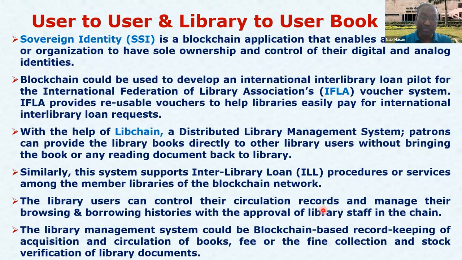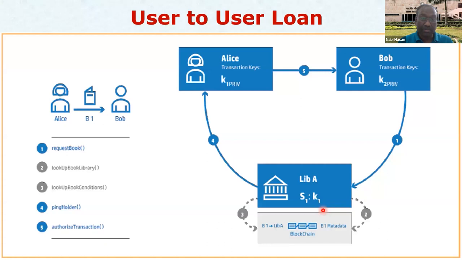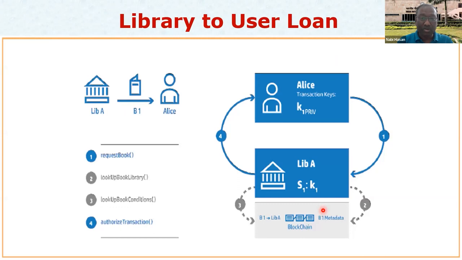Then with the help of LibChain, a distributed library management system, patrons can provide library books directly to other library users without bringing the book or any reading document back to the library. This is how user to user loan happens, as you can see from the figure. Then library to user loan is also possible with the help of Bitcoin technology.